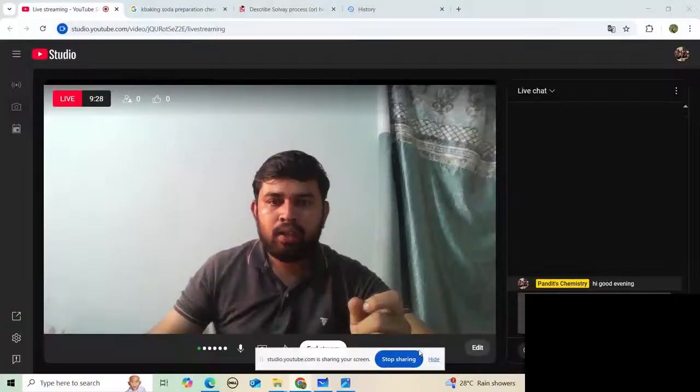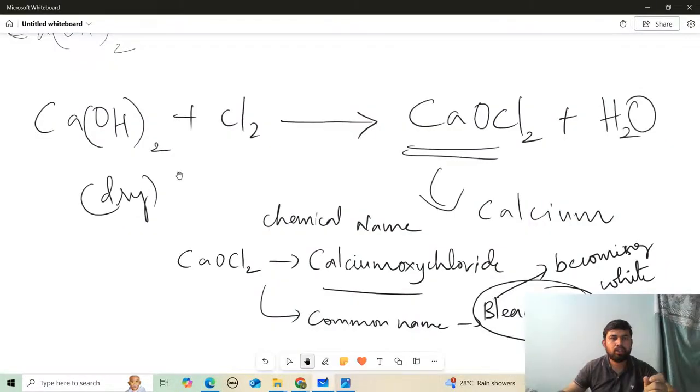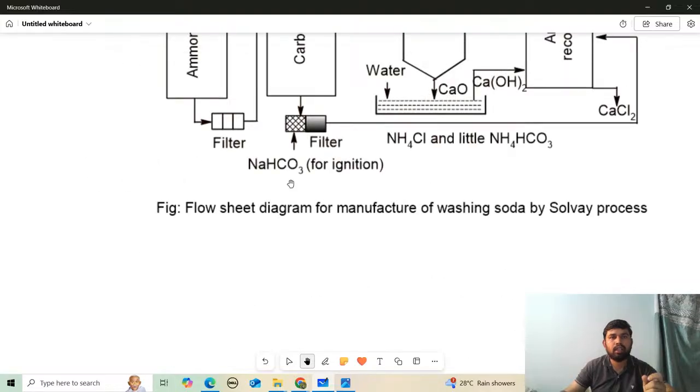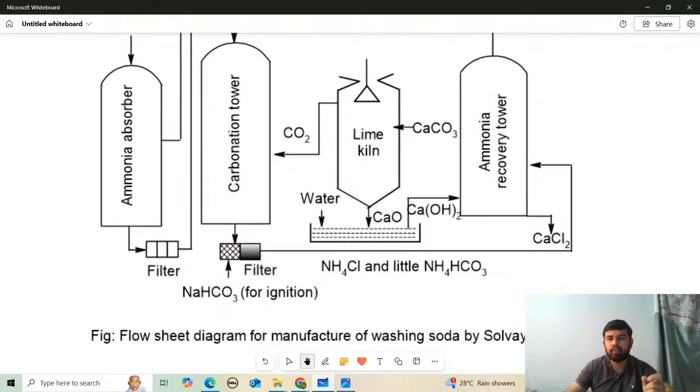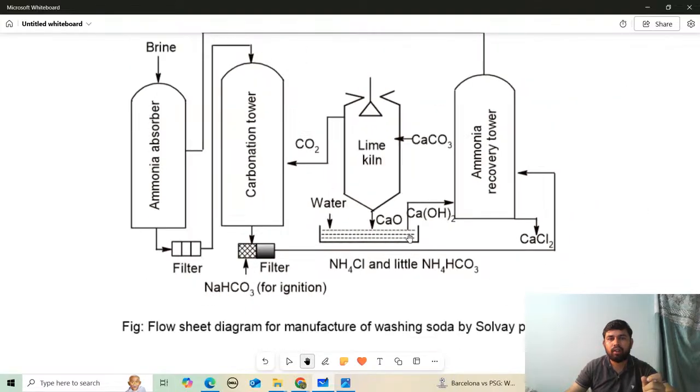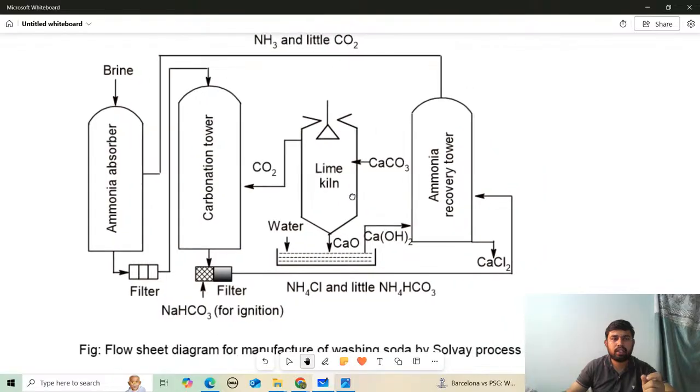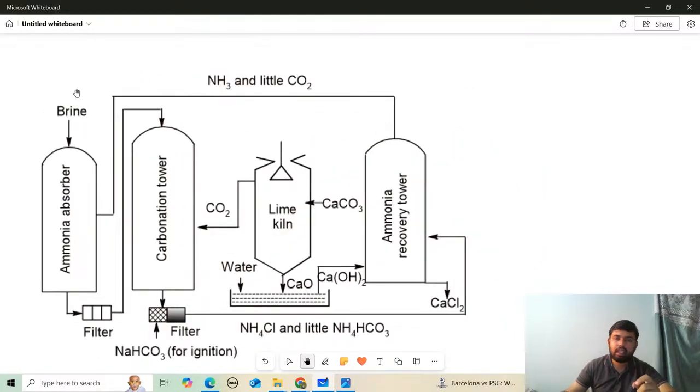Now you can see here, these are different chambers. This is a flow chart of the Solvay process. In this process, try to understand: here is brine, right? You know very well what brine means. After that, here is ammonia gas and carbon dioxide gas.